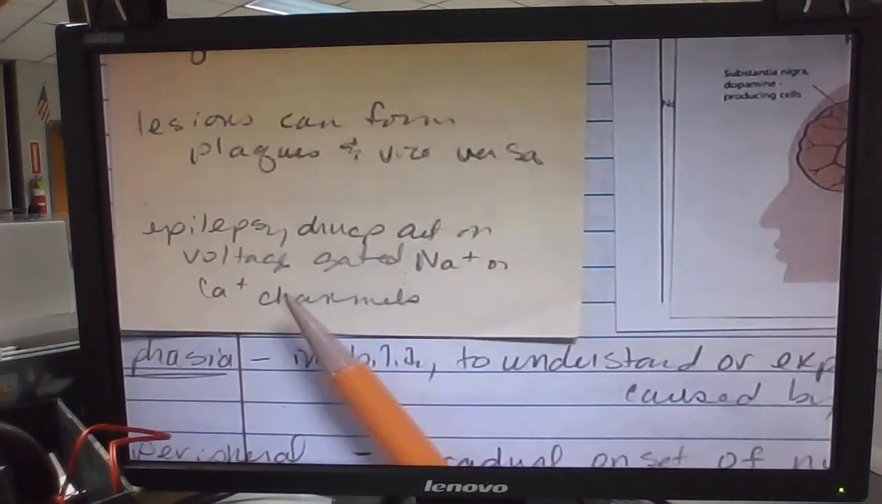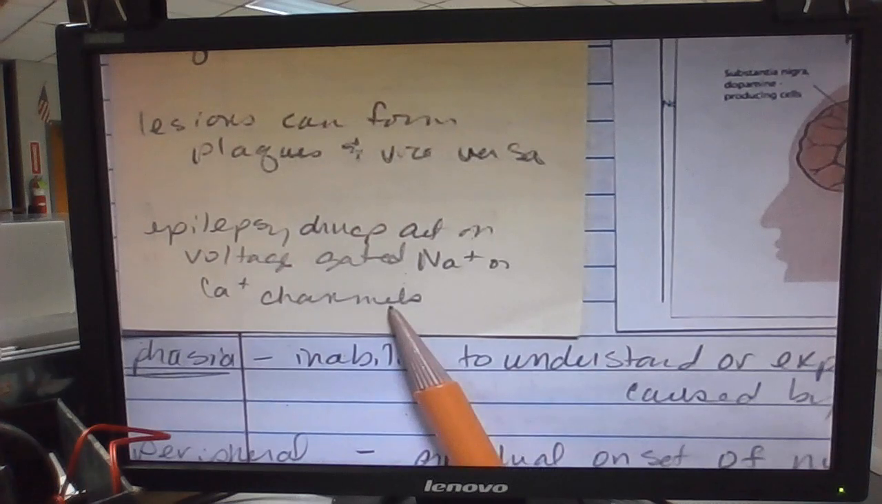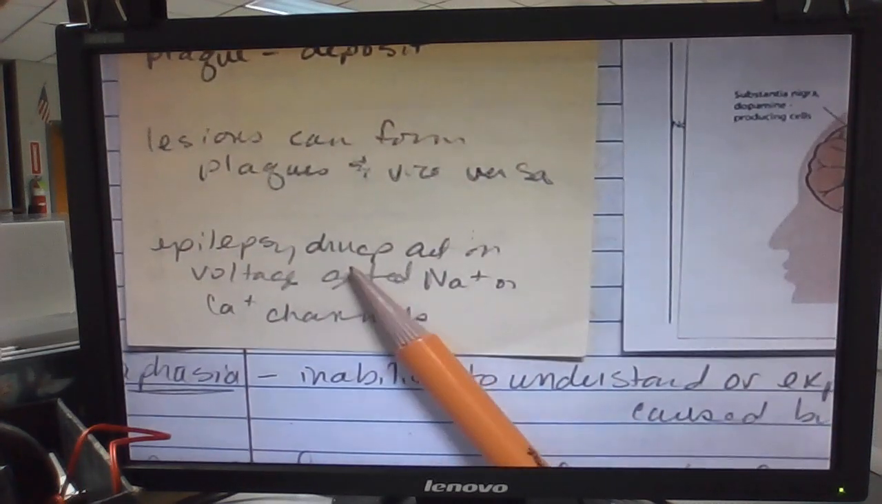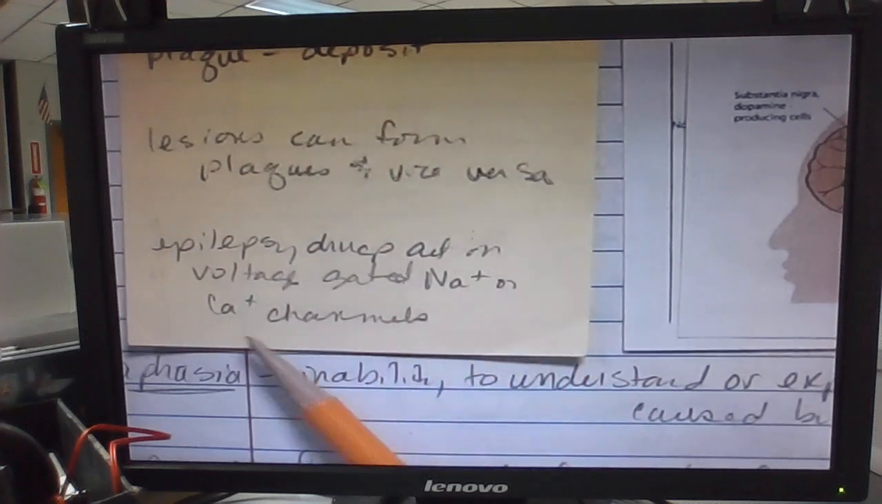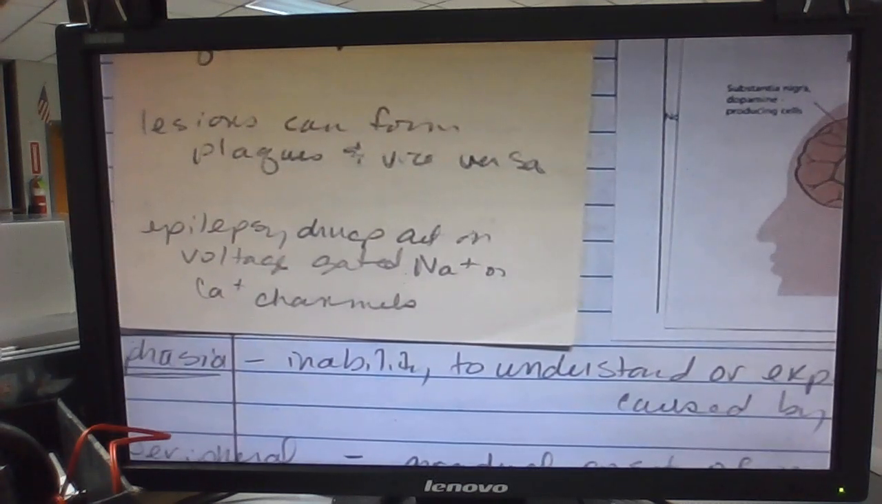Epilepsy drugs act on voltage-gated sodium or calcium channels. We have these drugs for epilepsy that are specific to act on voltage-gated sodium or calcium channels to help ease that excess activity.